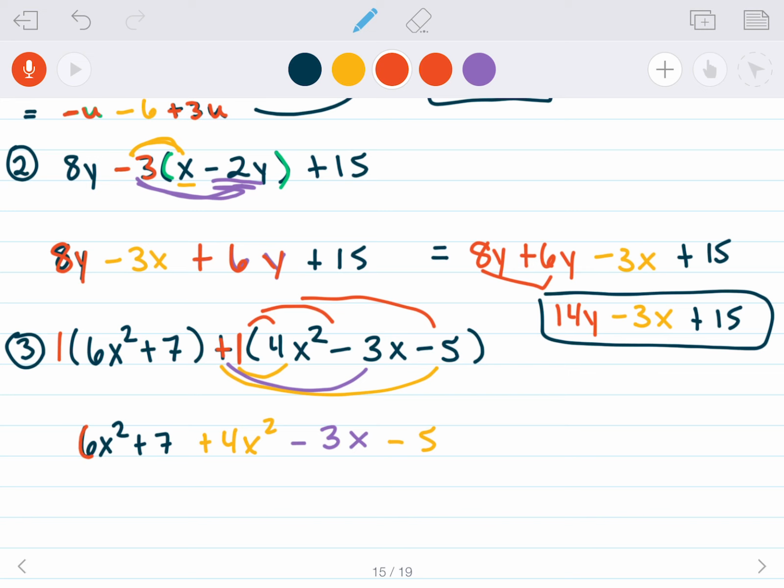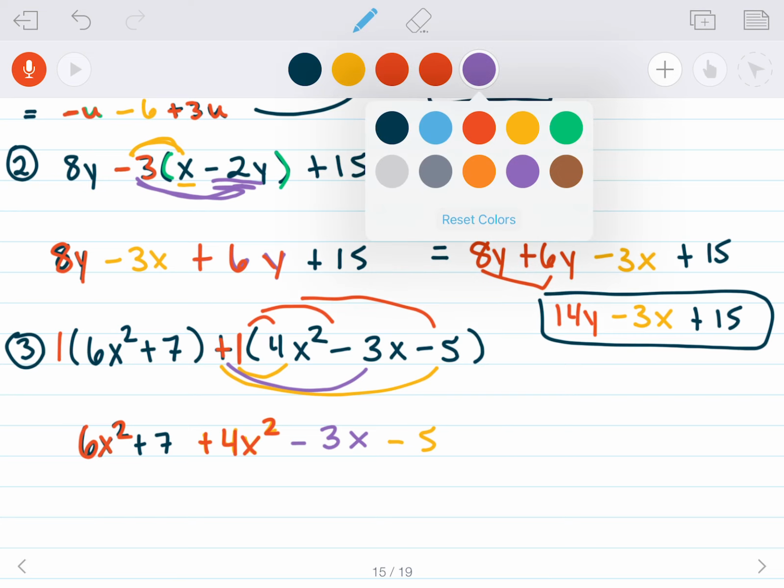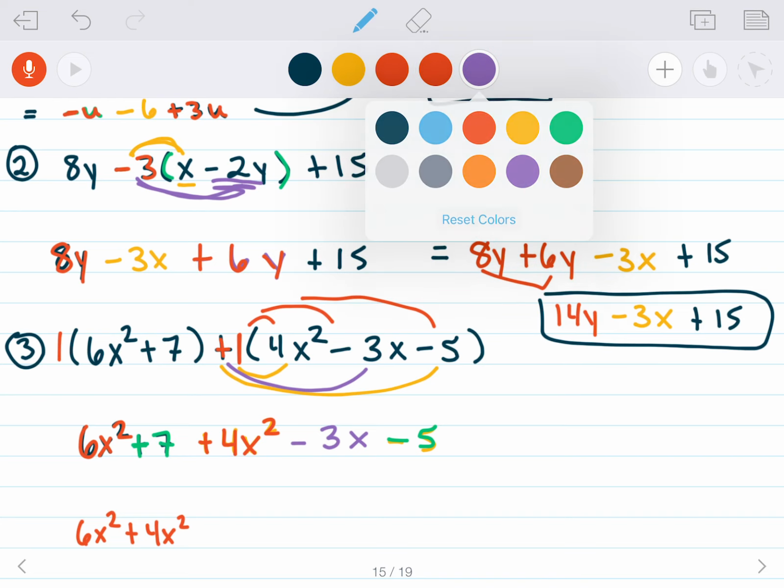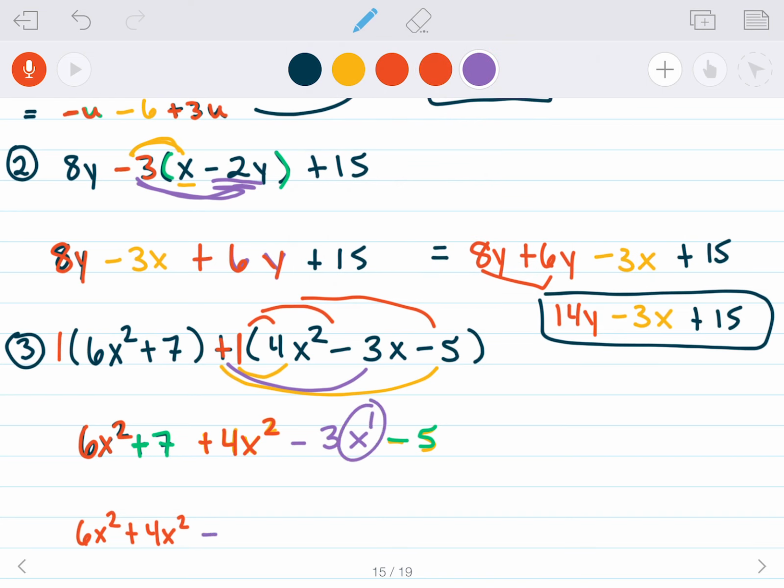So I'll do the x squareds can be red, so I have a 6x squared and a positive 4x squared. Those are like. I only have one x term, so that doesn't have a partner, but I do have some constants that I can combine. I have a positive 7 and a negative 5. So I'm just going to rewrite this with my like terms next to each other in order from highest degree to lowest degree. So 6x squared followed by a positive 4x squared, followed by the next highest degree is degree 1 on this x, followed by a negative 3x, then a plus 7 and a minus 5.